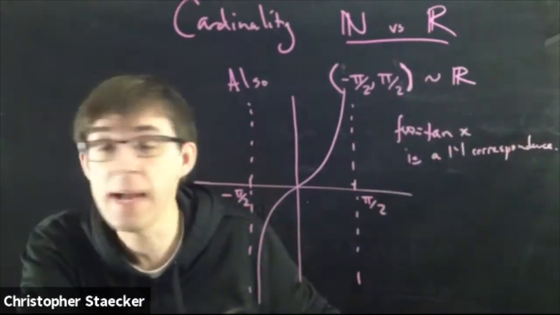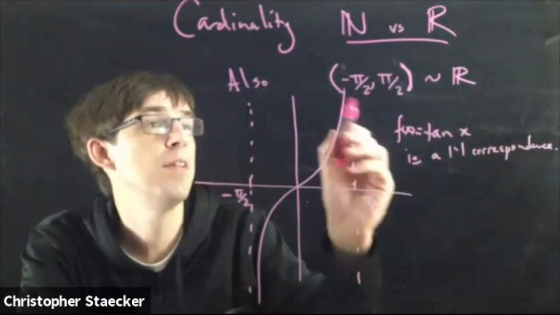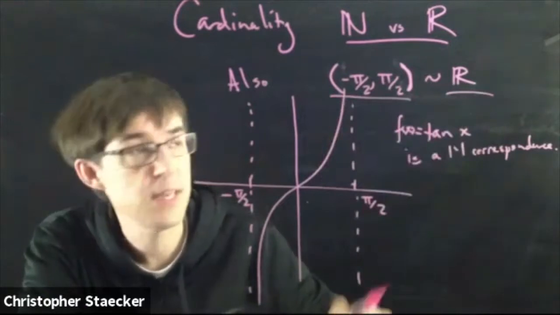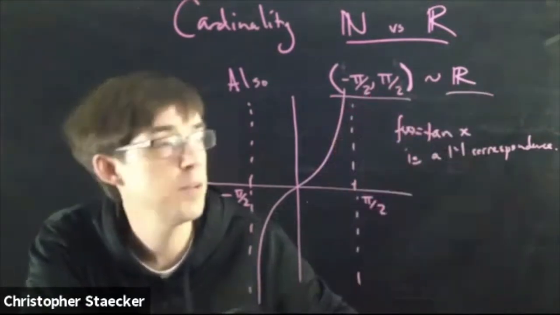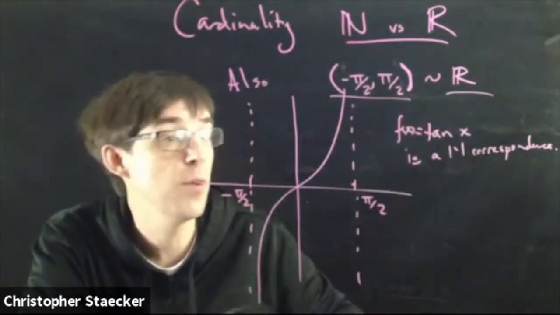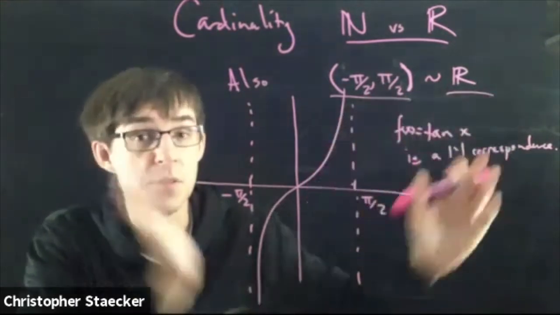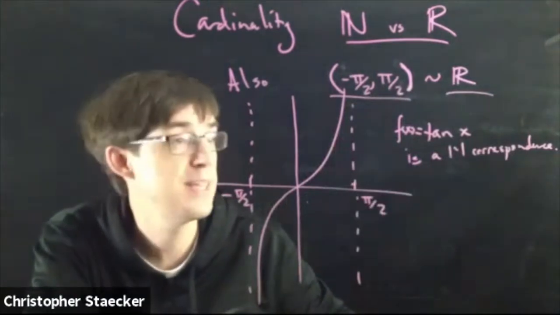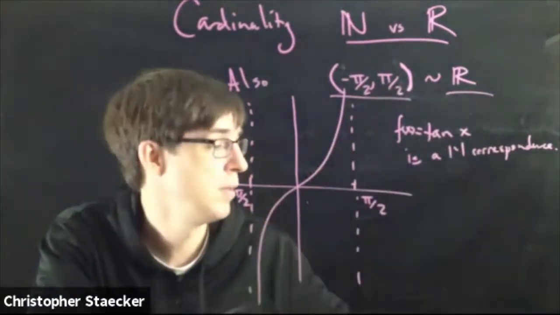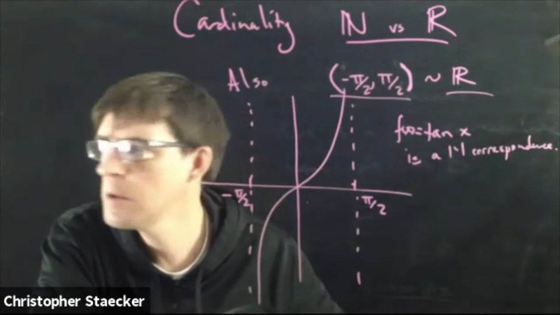So in terms of the sizes of infinite sets, these two things are both infinite sets, this interval and the set of real numbers. They have the same size though, because you can stretch this out to the whole size by using this tangent function. All right. Any thoughts about that? Questions?